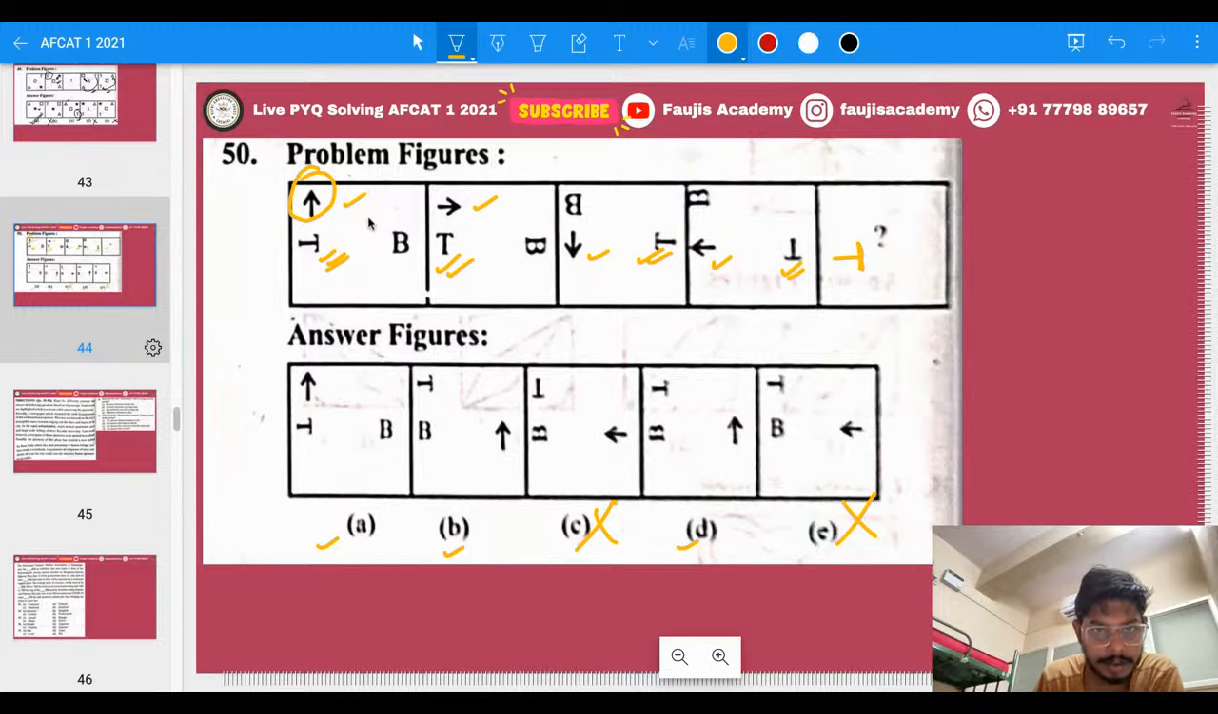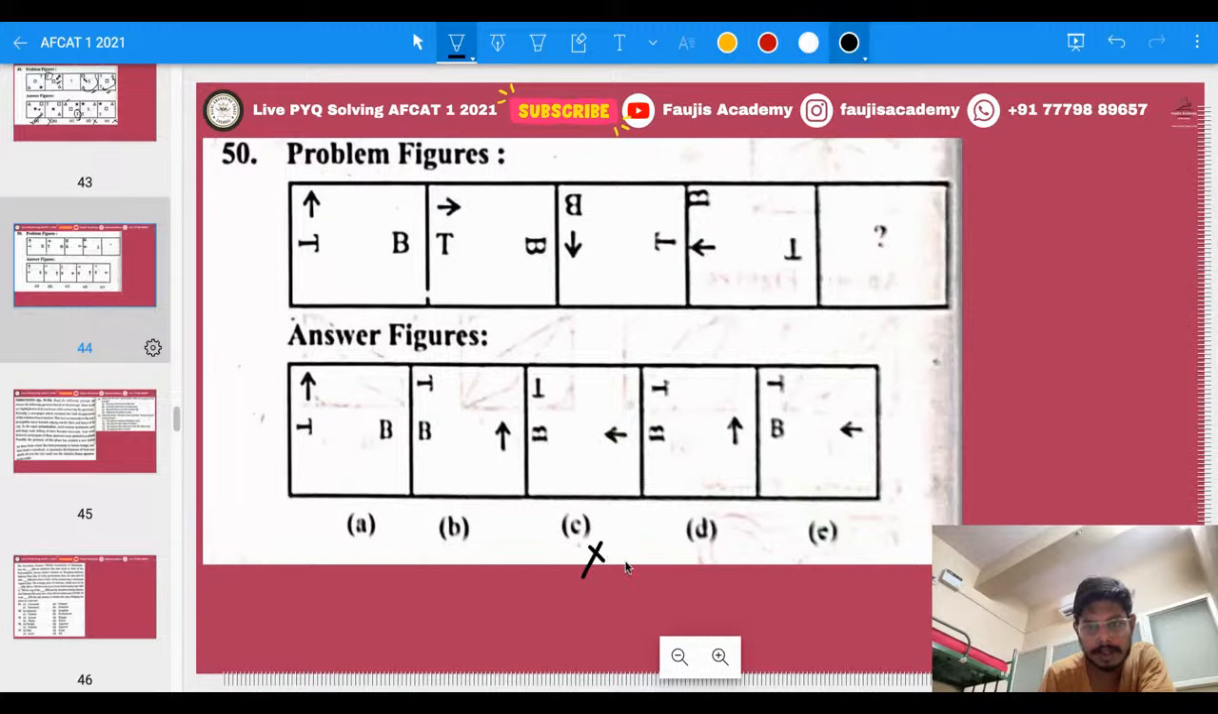Now let's focus on B. Is it also moving 90 degrees in the clockwise direction? So this time we will have a B like this. Yes or no? This time we'll have a B like this, right? So that means D also gone onto a toss. So now we are just left with two of the options, A and B. C, D, and E are gone onto a toss.